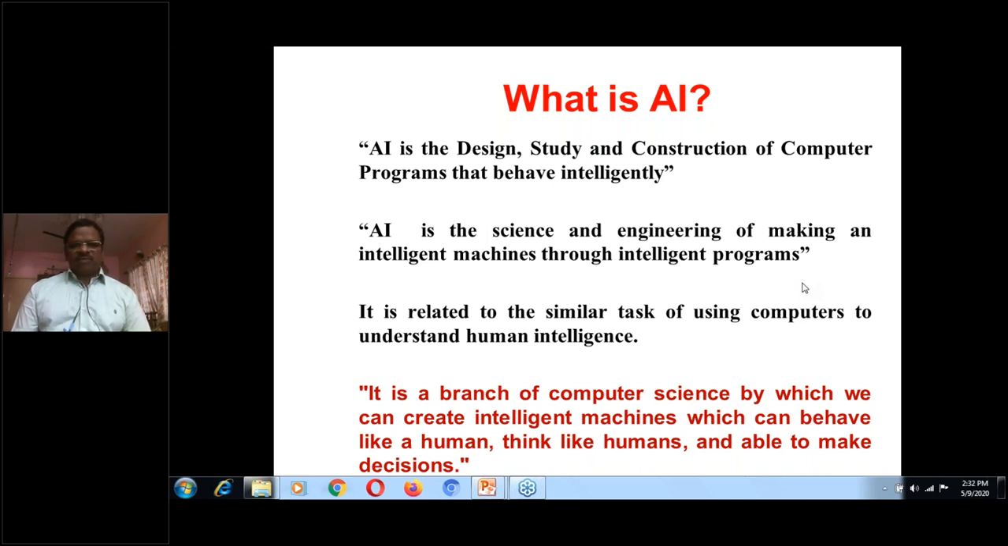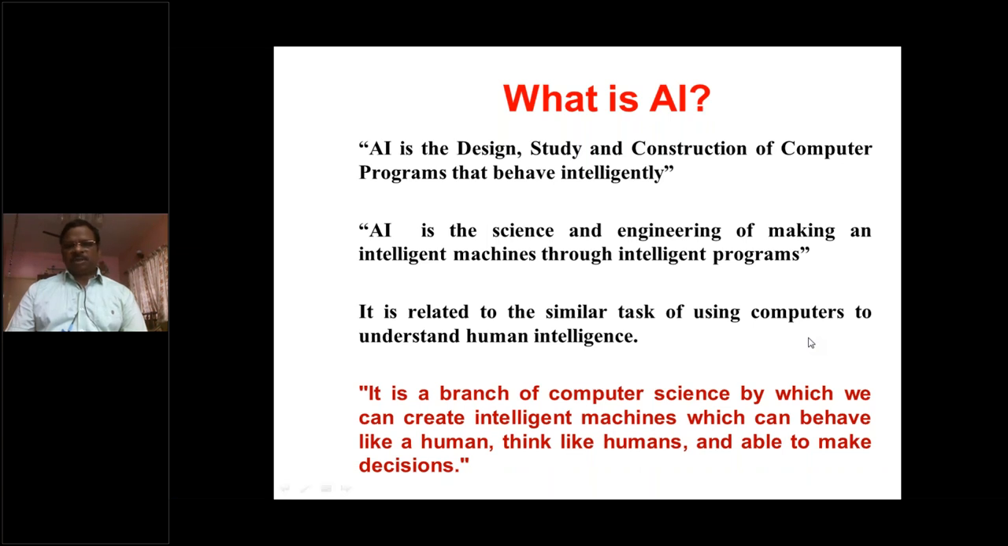Mostly, it is a branch of computer science by which we can create intelligent machines which can behave like a human, think like a human, and are able to make decisions. This is the main concept. Nowadays, how we can make a good decision making system is the number one process going on as a research topic. AI is a branch of computer science, and not only computer science, it also involves mathematics and software engineering. How can we make a computer like a human? This is the main concept.